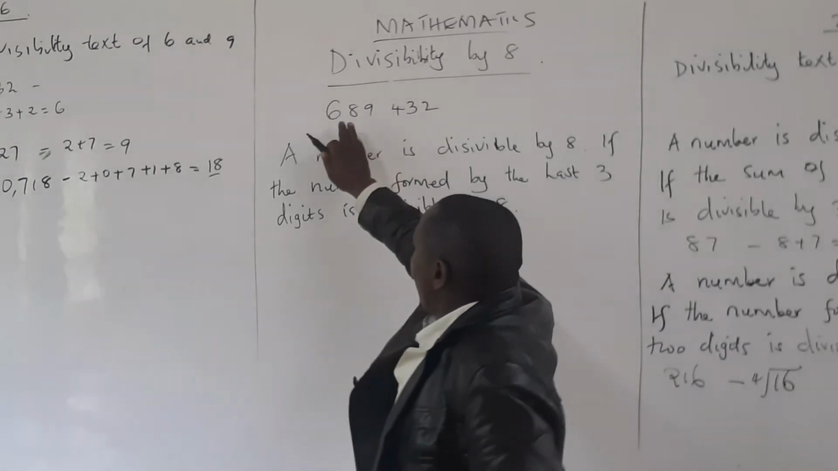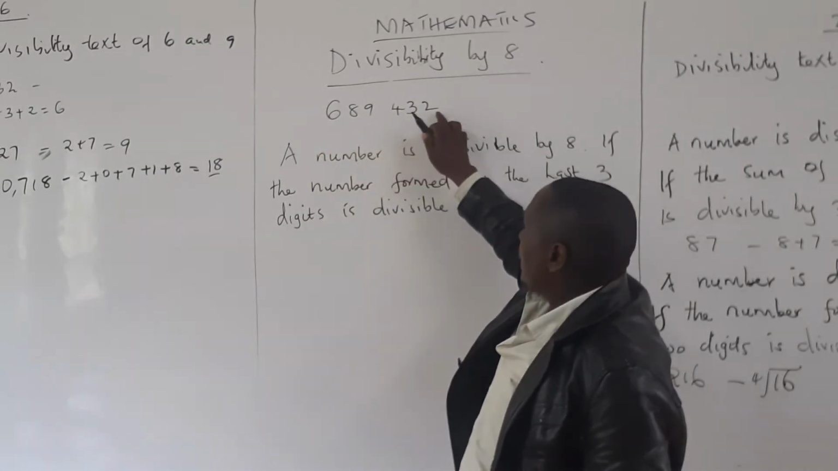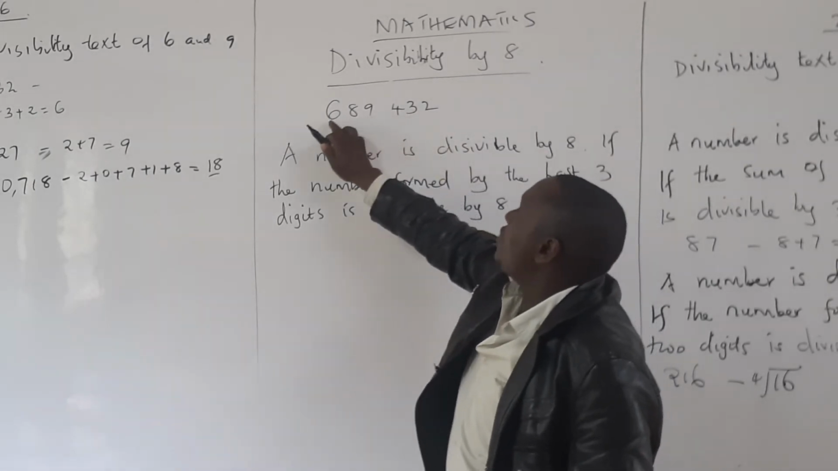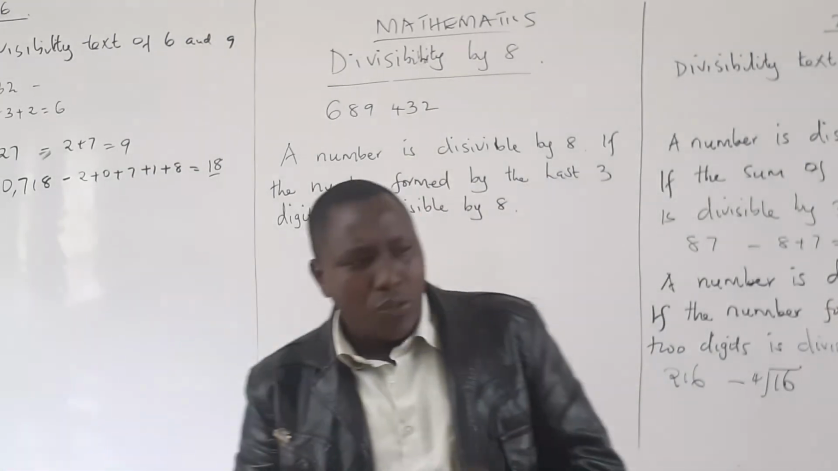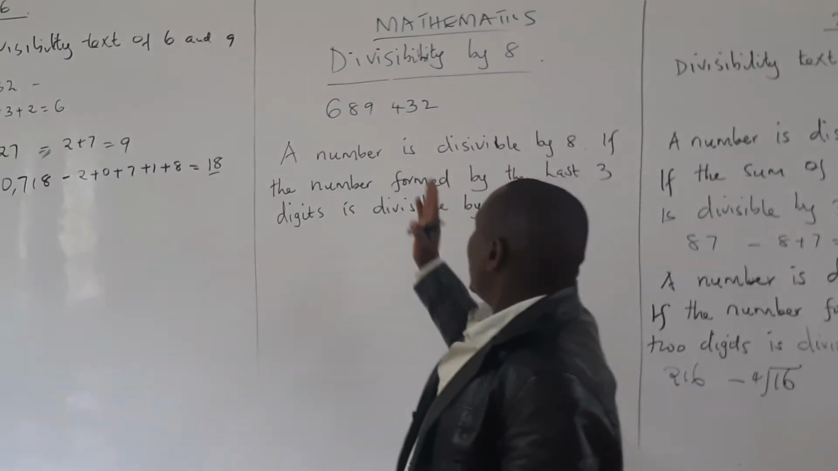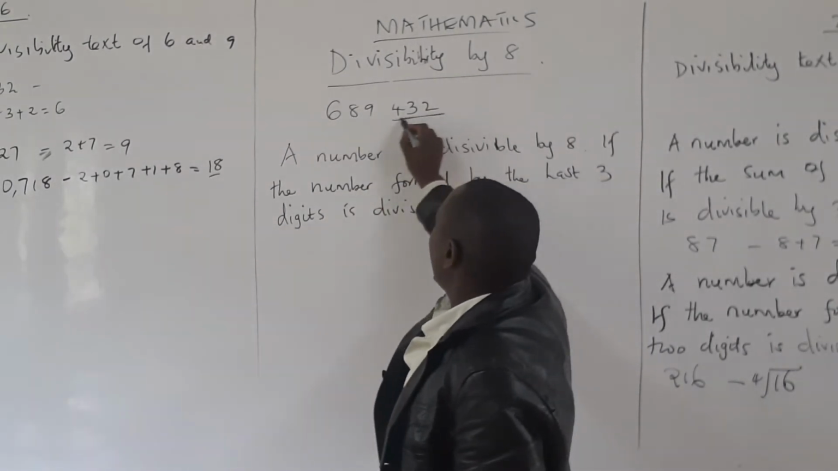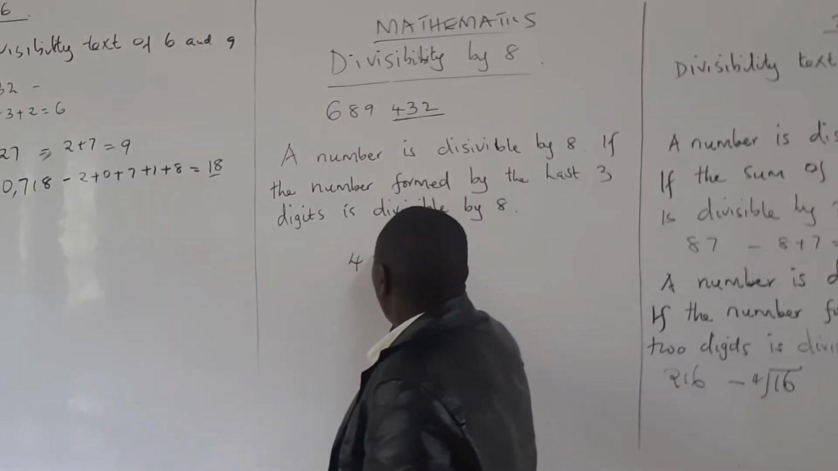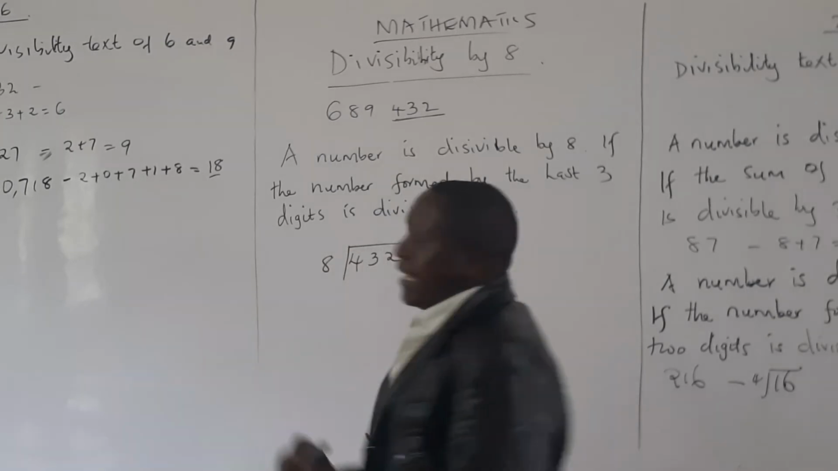I've given the example number 689,432. This is a number which has 6 digits. To use a long division method is very hectic. But when you use the divisibility test, we are saying the number formed by the last 3 digits. So for us to know, we are taking 432 and only divide by 8.